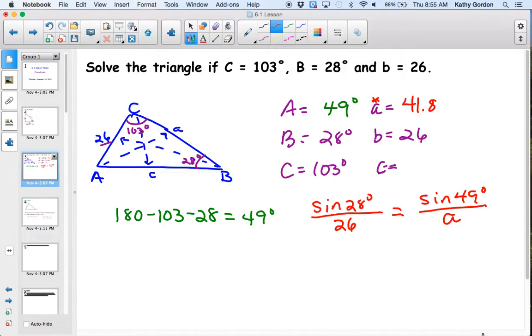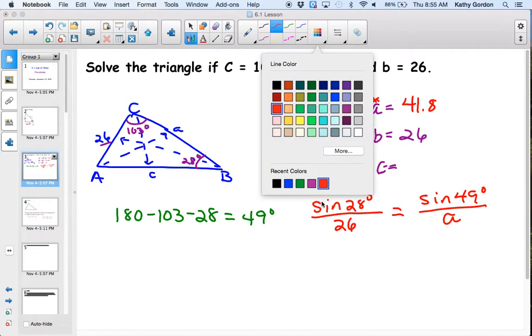All right, so that gets me a second piece. I've got side A now. What about side C? Can I just use Pythagorean? No, because remember, Pythagorean only works for right triangles. I don't have a right triangle. So I'm going to have to set up a second proportion to be able to find side C.